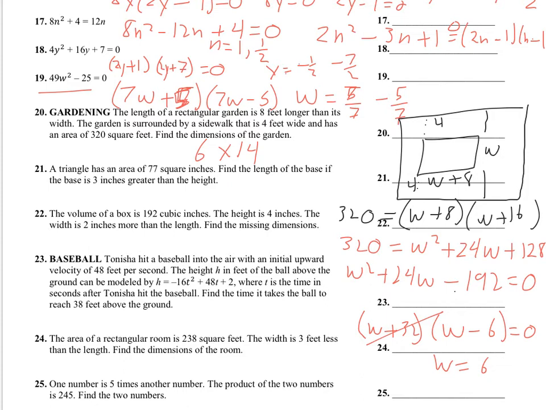Okay, it says a triangle has an area of 77 square inches. Find the length of the base if the base is 3 greater than the height.